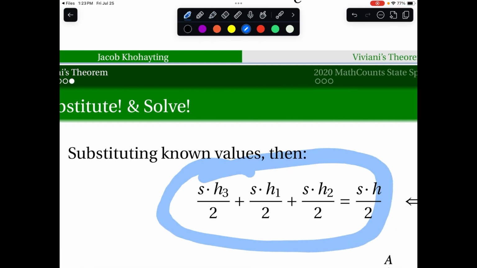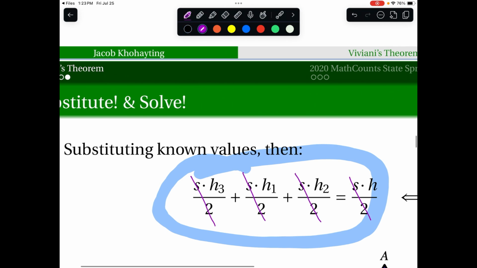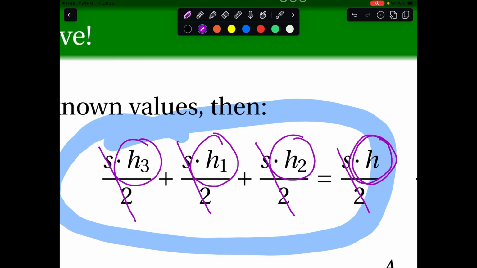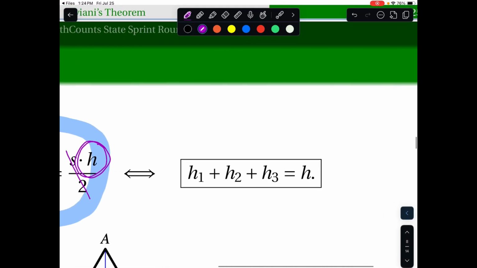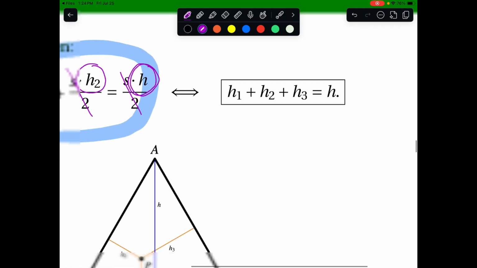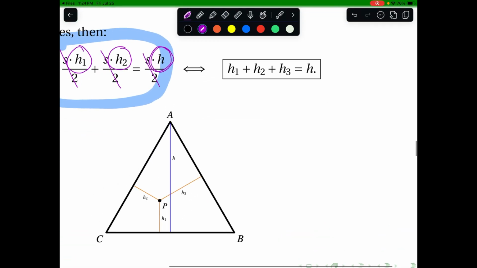Notice what happens when I cancel out the S over 2 on each side. The S over 2 is common, so you can cancel it out. You just end up with H3, H1, and H2 on the left-hand side, and an H on the right-hand side. So what you end up getting is this beautiful statement: H1 plus H2 plus H3 is equal to the height. And that's exactly what Viviani's theorem states. So this is Viviani's theorem.